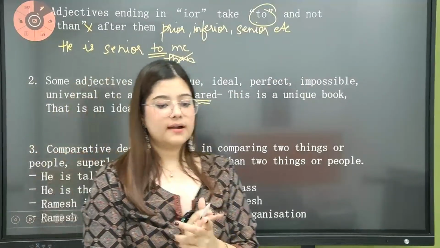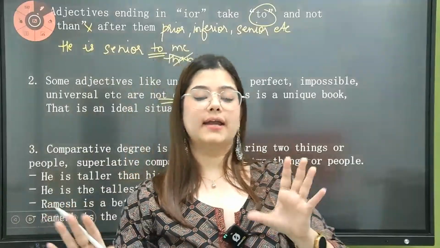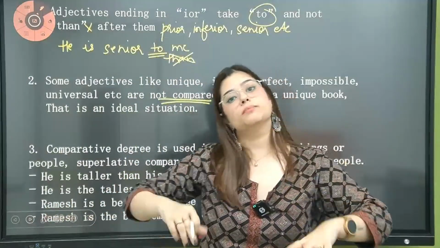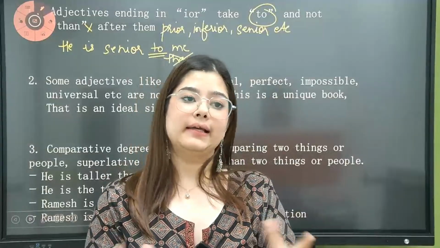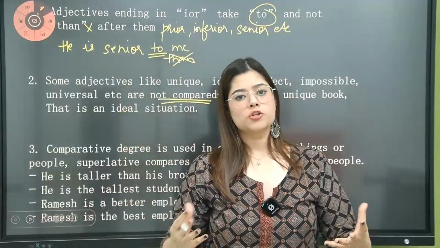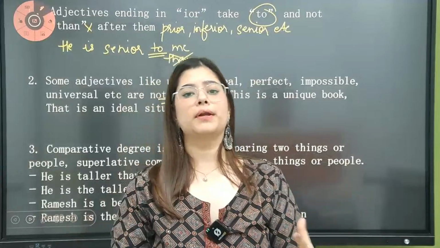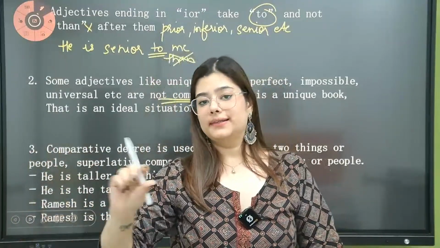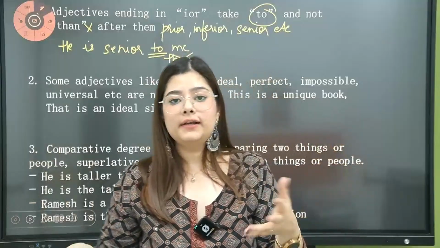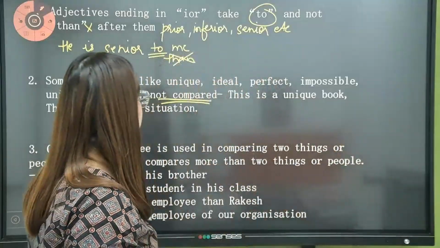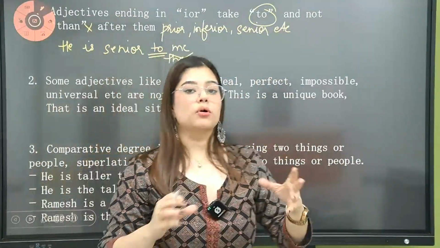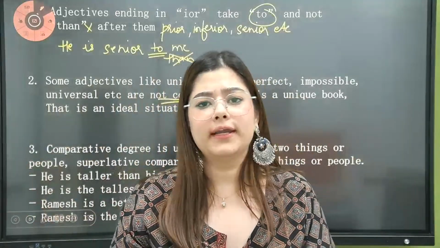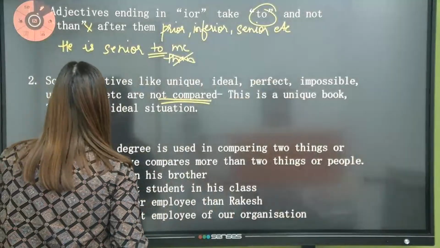If I'm saying that a situation is ideal, I mean that the situation is already in its best possible form. If something is ideal, it is in its best possible form. So how can we have a comparative or a superlative degree for that? I cannot say that this situation will be more ideal. Then the usage of this word ideal does not stand correct. So words like unique, this is a unique book, in itself mean that it is better than other books. So we do not need to use comparative degrees for such adjectives.